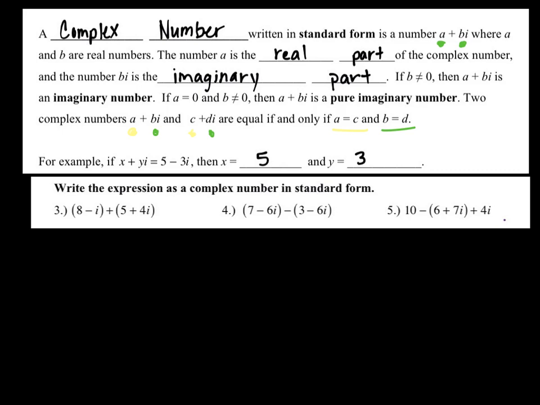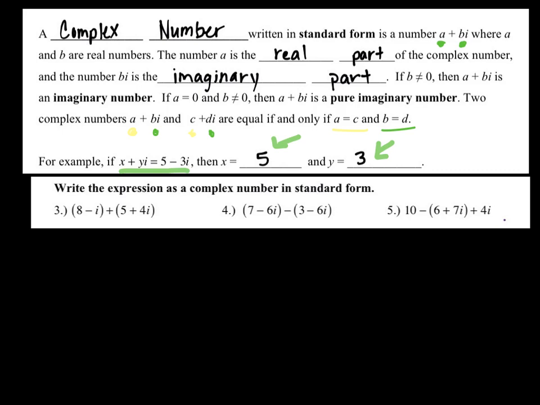So it gives you guys an example. It says, if you had a number x plus yi, and 5 minus 3i was that number, the real part without the imaginary is 5, and then the y is the part with the imaginary number. So the real part is the horizontal value, and the imaginary part is the vertical value. And we'll talk about that. We're actually going to graph these, and we'll talk about that a little more.